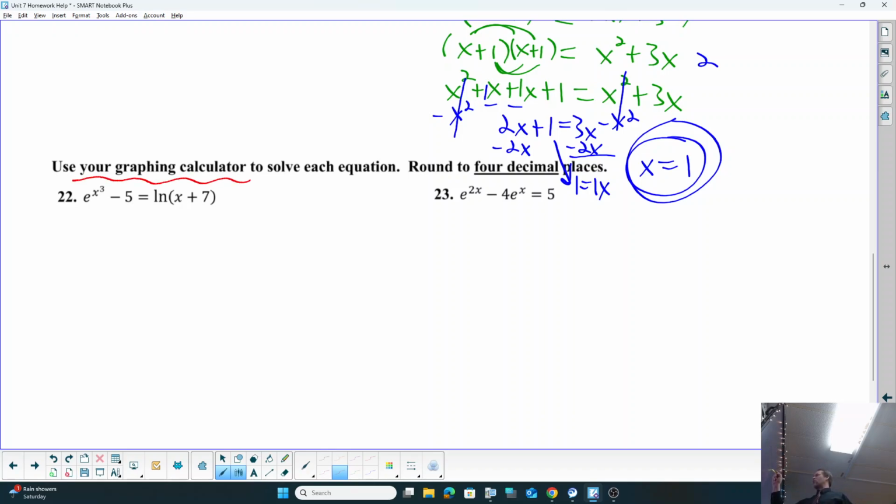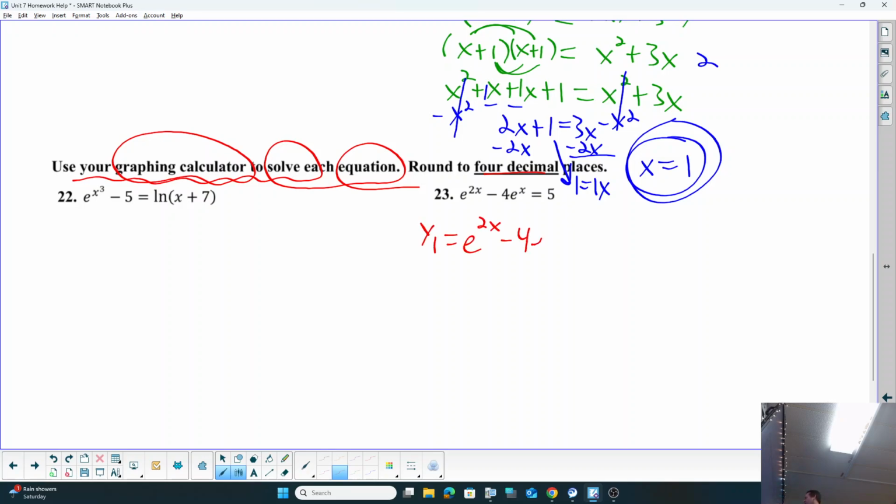Well, it is, but use your graphing calculator to solve each equation, right? Round to 4 decimal places. So we're going to have to plug this in on your calculator. Y1 equals e to the 2x minus 4e to the x power, right? And then Y2 is going to be the right side, which is just 5. And then we're going to graph it and use our calculator to help us.